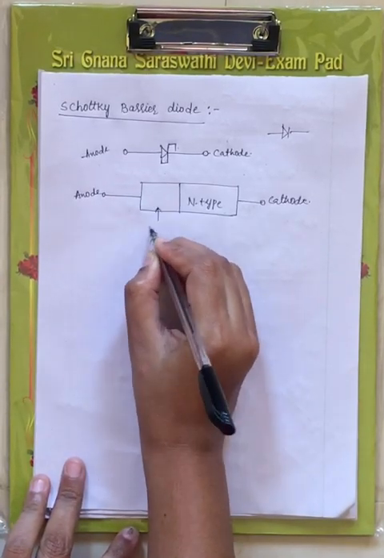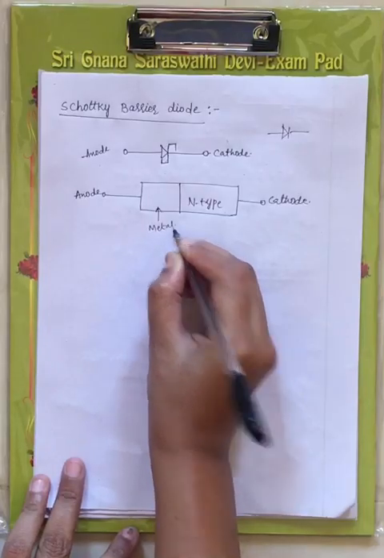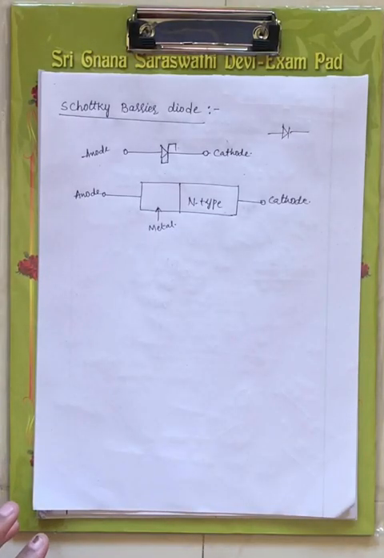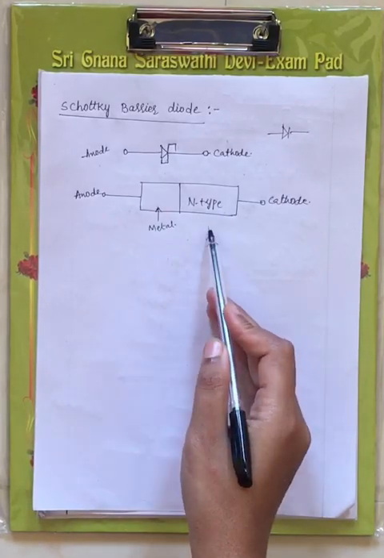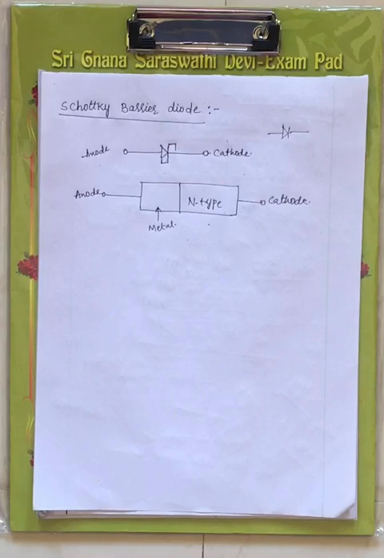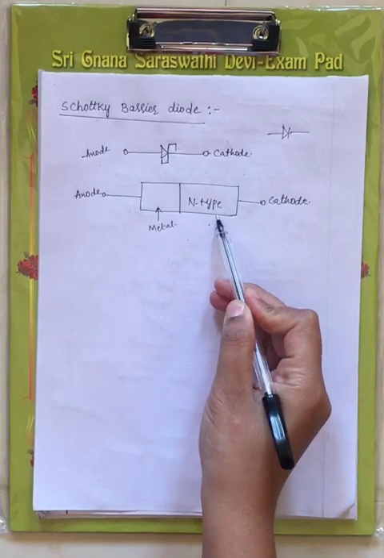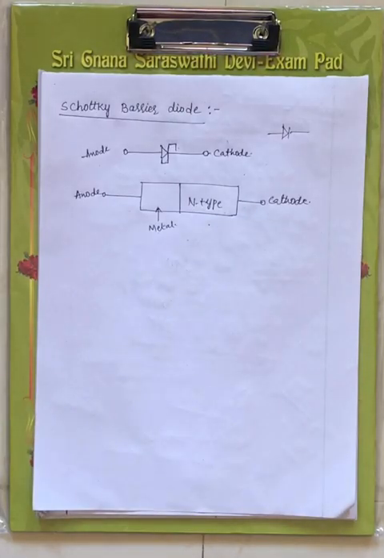The Schottky barrier diode only contains N-type semiconductor. No P-type semiconductor is present in a Schottky barrier diode. This is the normal structure, where the metal is diffused with the N-type layer. There is no P layer present; only the metal is diffused with the N-type layer. Hence it has only the N-type layer.